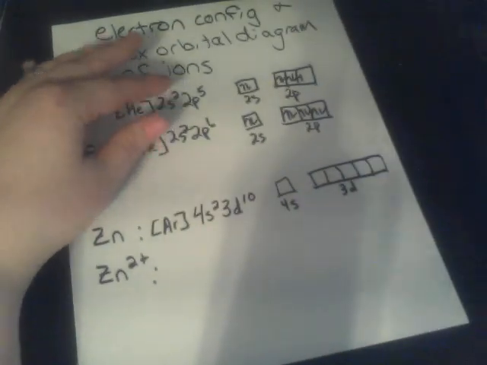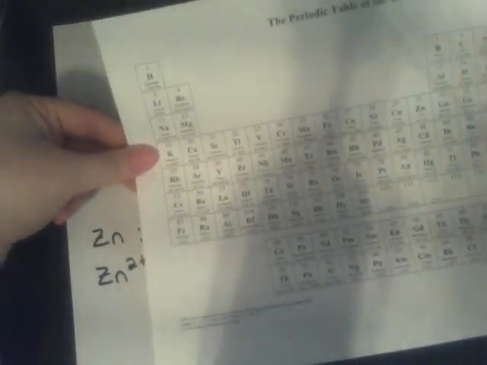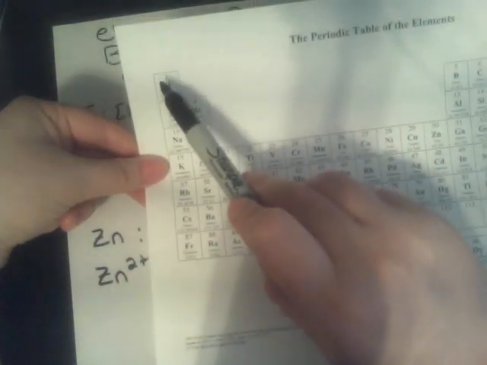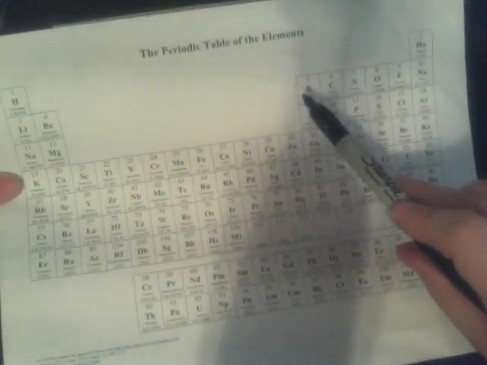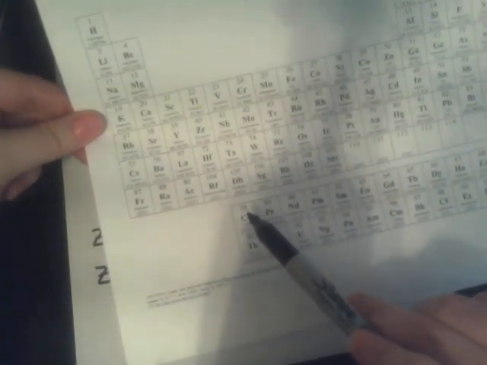Why did I go down to 3d? Looks like it's in the 3rd row, doesn't it? Or it looks like it's in the 4th row, doesn't it? Remember, the d block starts at 3. The s block starts at 1s. The p block starts at 2p. The d block starts at 3d. And the f block starts at 4f.